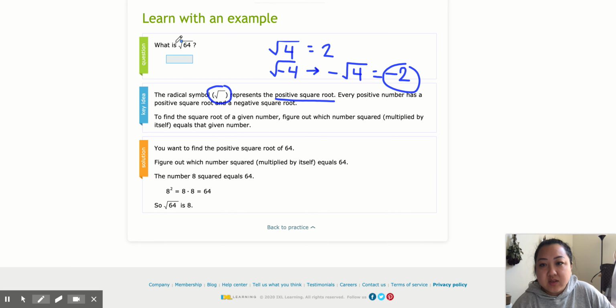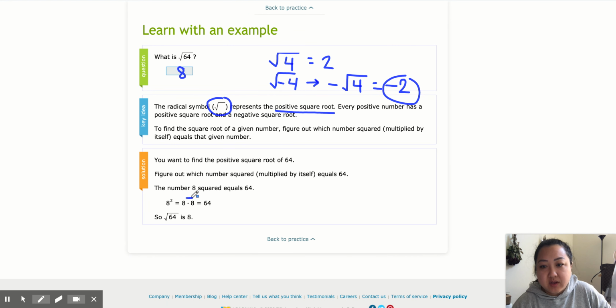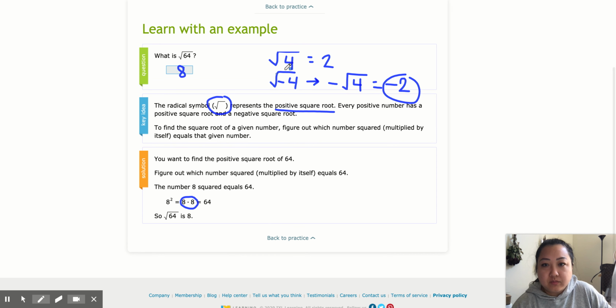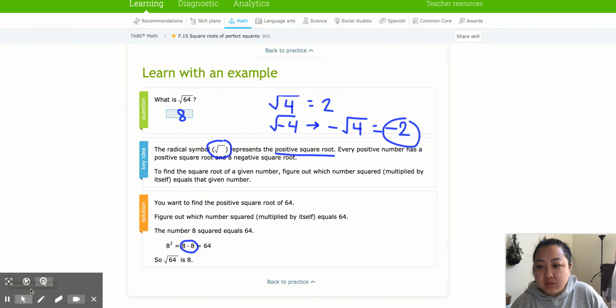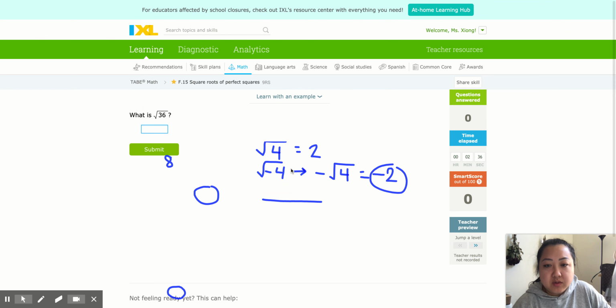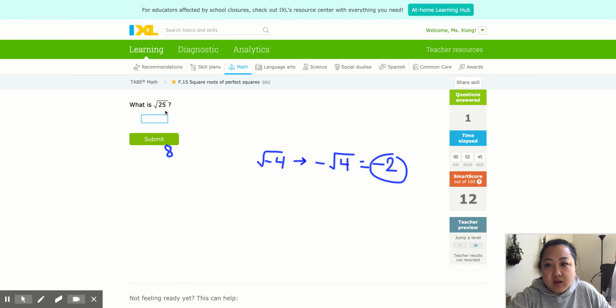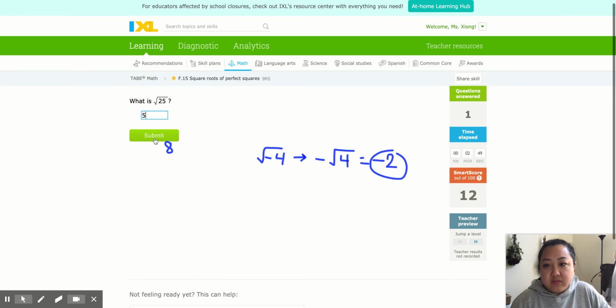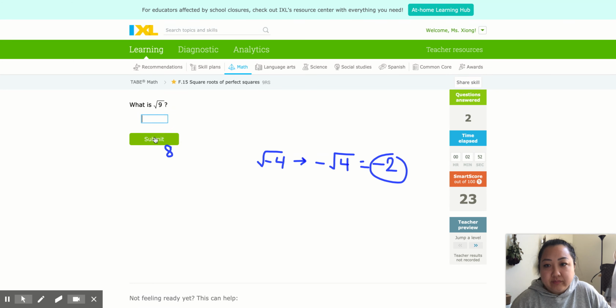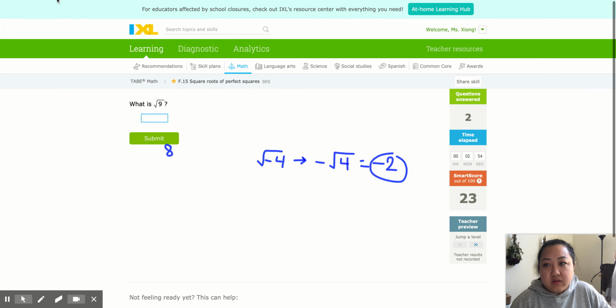So it says, what is the square root of 64? And the answer is 8, because 8 times 8 down here equals 64. This one is pretty simple and self-explanatory. So what is the square root of 36? We know 6 times 6 is 36, so the answer is 6. What's the square root of 25? We know 5 times 5 is 25, so the answer has to be 5. All right, and then so forth.